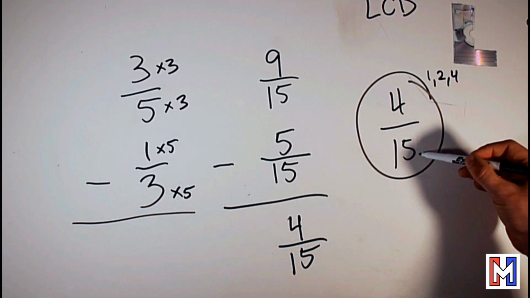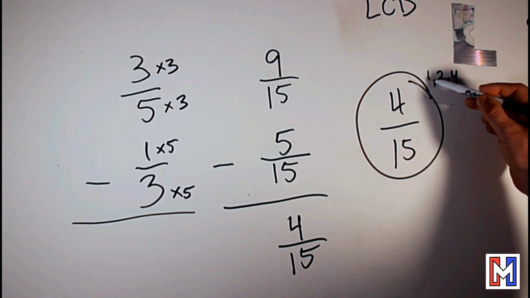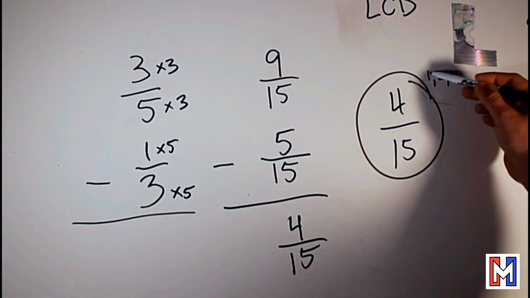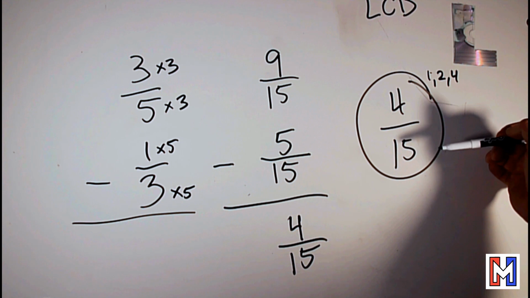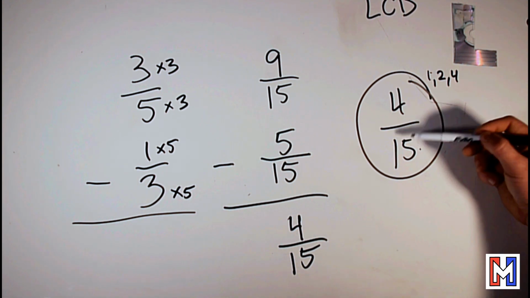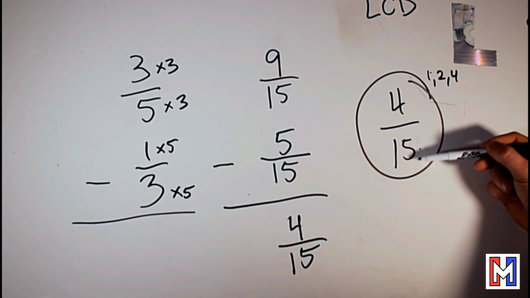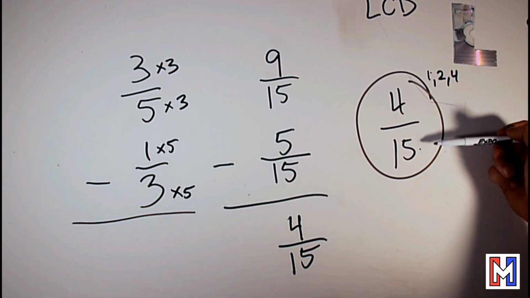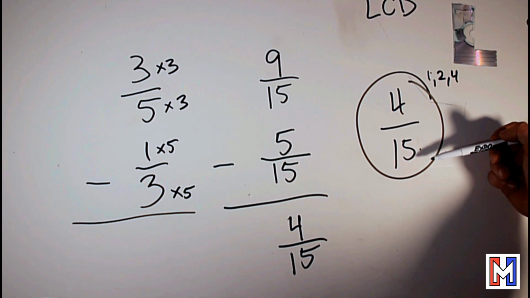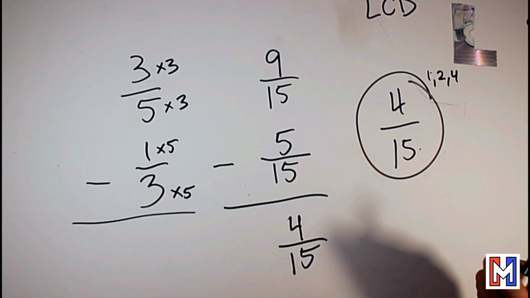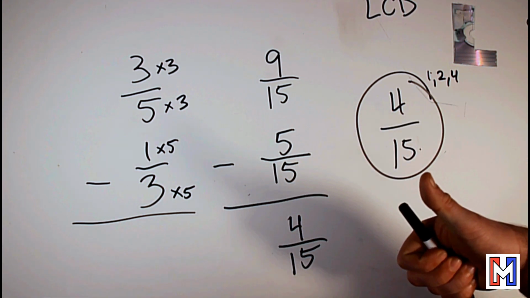Now, are any of these factors of 15? Can we divide by 1? Yeah, but it's still 15. Can we divide 15 by 2? No, because this is an odd number. Can we divide 15 by 4? No, that will not work either. So this is in simplest form. So we are all set.